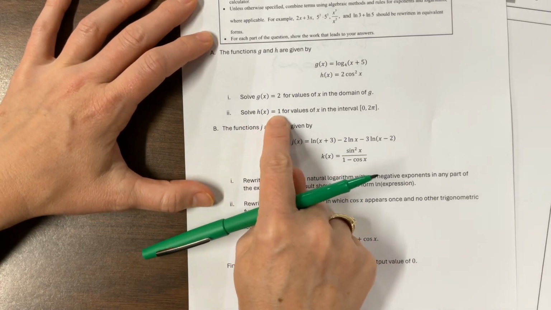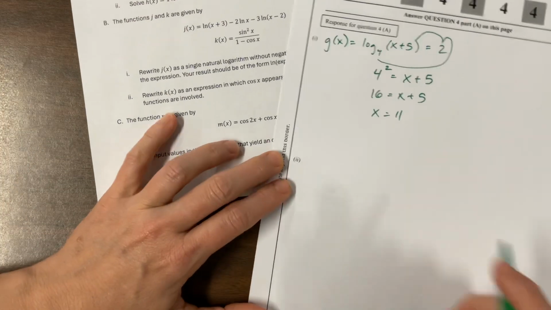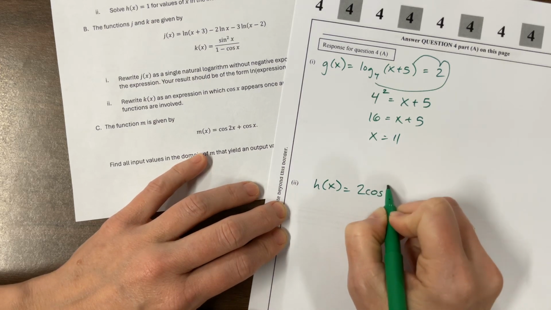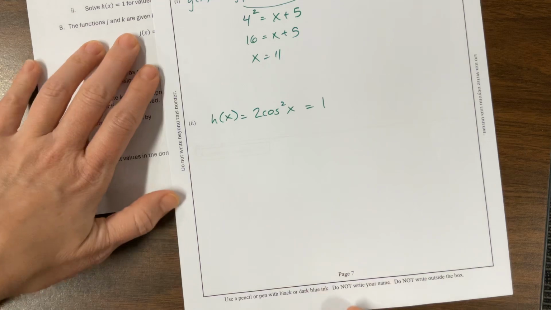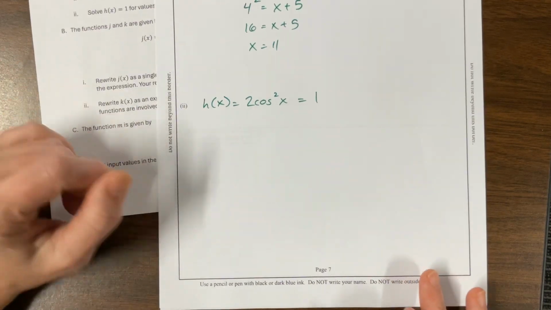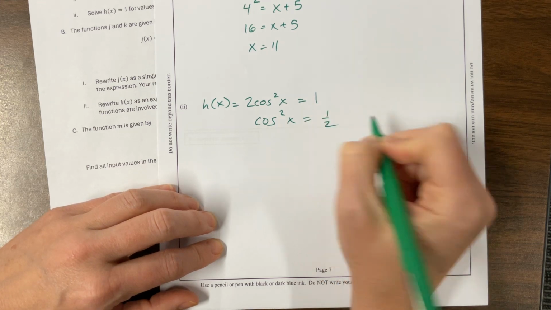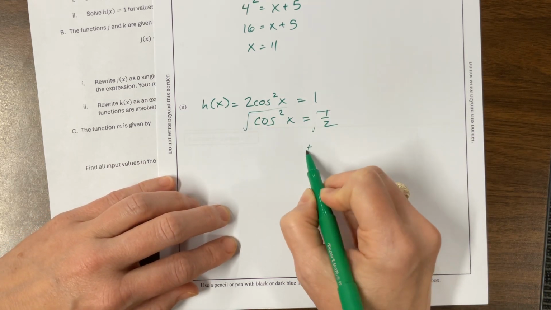Solve h of x equals 1 for all values in the interval from 0 to 2 pi. Okay, so this h of x is equal to 2 cosine squared x, which they're telling us is equal to 1. So what would I do on this one? I would say cosine squared x is equal to 1/2. I can do the square root, plus or minus.